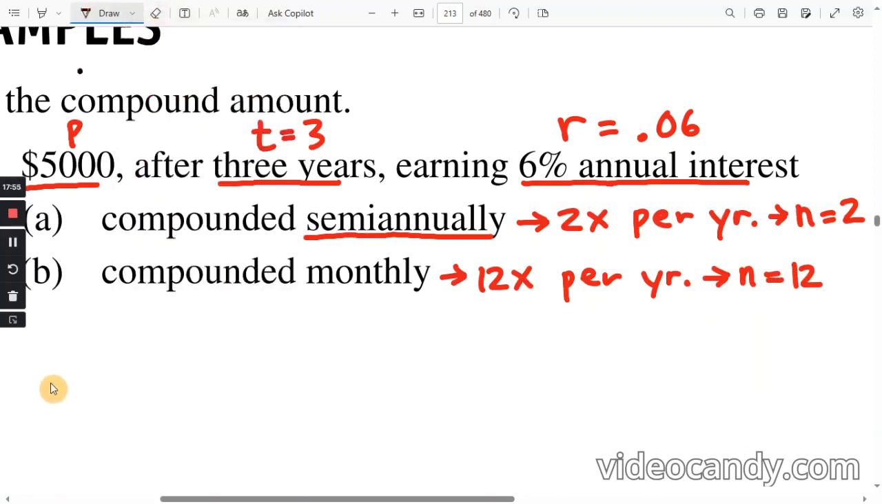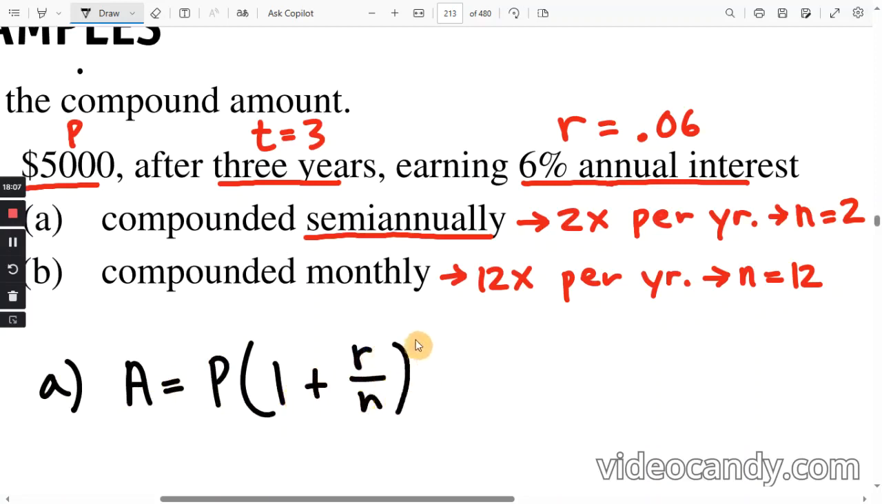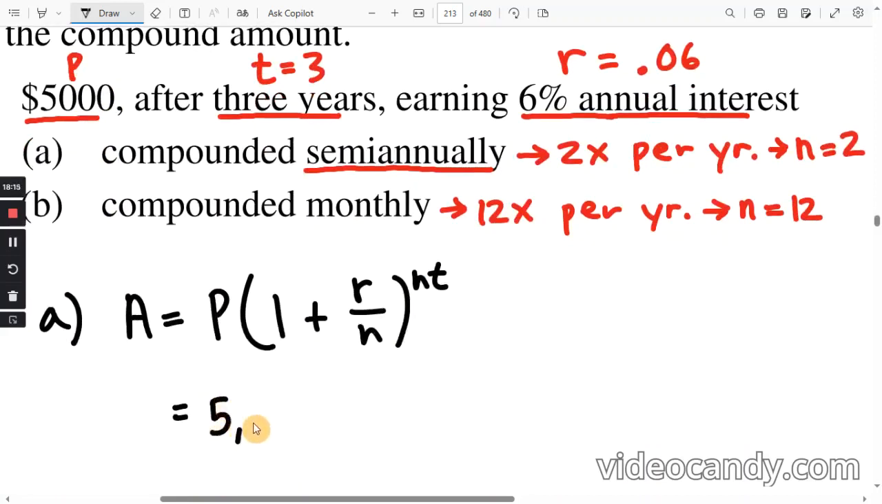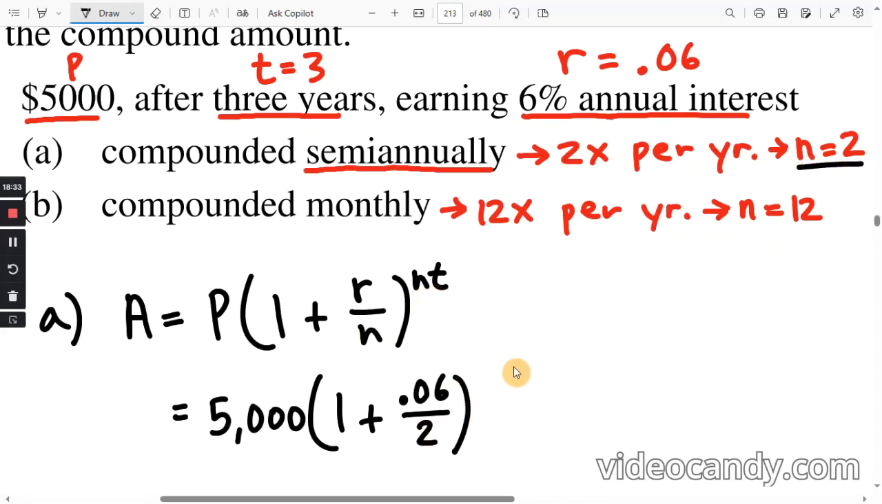All right, so for part A, we're going to use our formula A equals P times (1 plus R divided by N) to the power of N times T. The initial amount P is $5,000. That's going to be 1 plus the interest rate R, which is 0.06, and the number of times per year is 2, to the power of N, which in this case is 2, times T, which is 3.